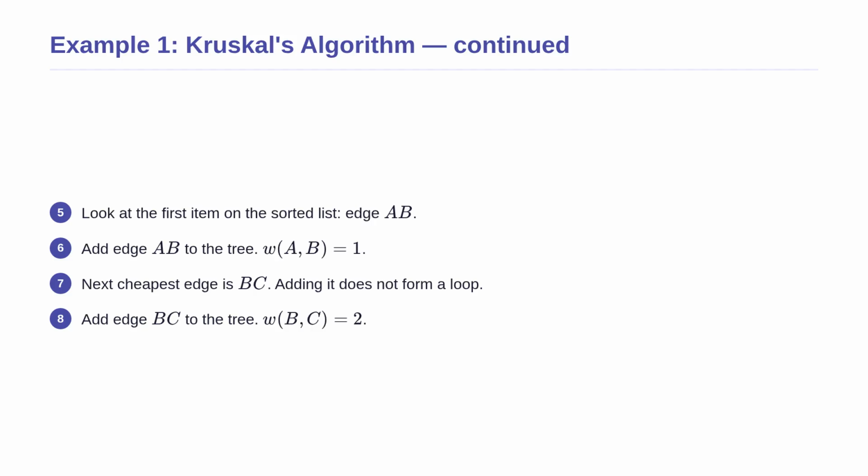Continuing with our sorted list, we start building our tree. We look at the first item, which is the edge connecting node A to node B with a weight of 1. Since our tree is currently empty, adding this edge cannot possibly form a cycle, so we add it. We now have one edge. We move to the next cheapest edge, which connects B to C with a weight of 2. Adding this gives us a line from A to B and B to C. This does not form a closed loop, so it is perfectly safe to add.